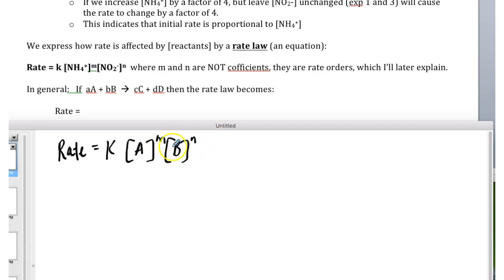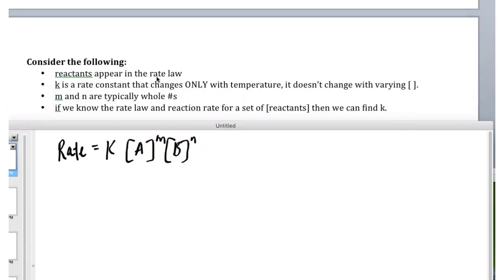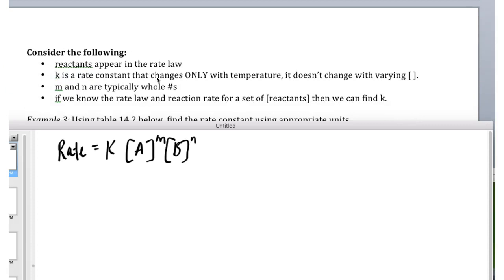And these little powers mean something. There are 3 possible ones, okay? And just a few things to consider. The reactants appear in the rate law. The K is a constant and only changes with temperature. M and n are typically whole numbers, not always, but for the purposes of our class, we're going to keep them as whole numbers.